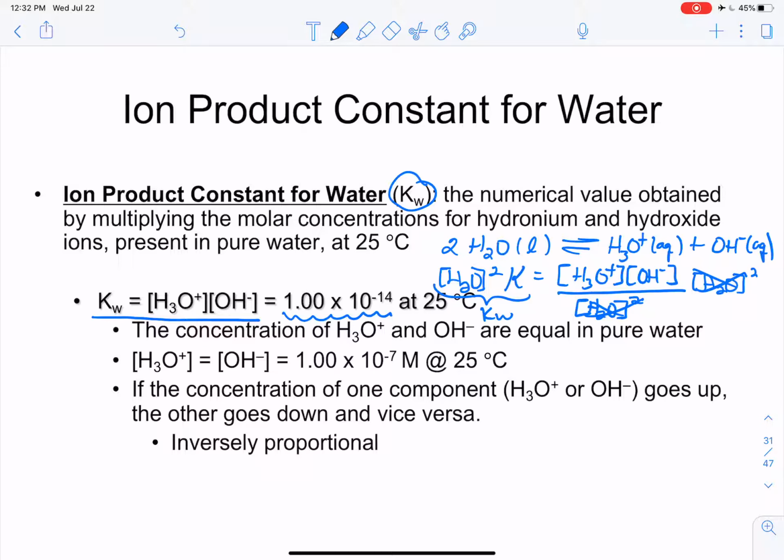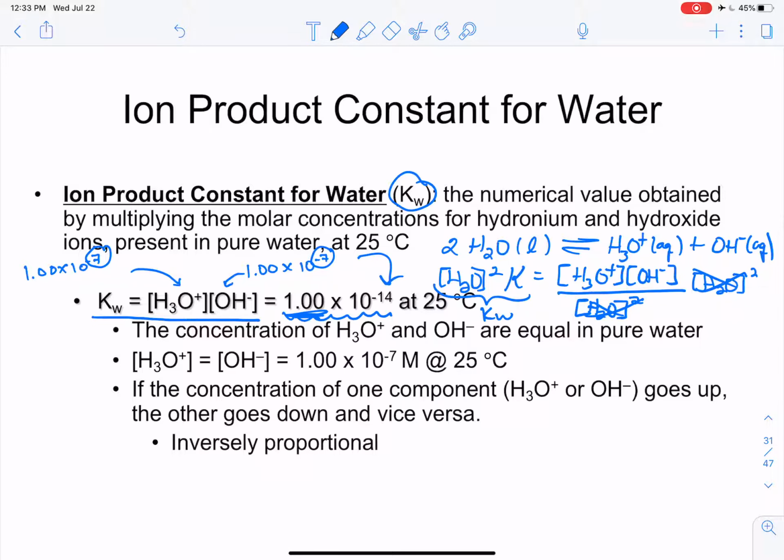So in pure water, what that means is that the concentration of hydroxide is going to be 1 times 10 to the negative 7, and also the concentration of hydronium is going to be 1 times 10 to the negative 7, because when you multiply those two things together, 1.00 times 1.00 is 1.00, and when you have a negative 7 as an exponent and a negative 7 as an exponent, when we're multiplying, we add those, which is a really strange thing that happens in math, but that's what happens. And negative 7 and negative 7 become negative 14.